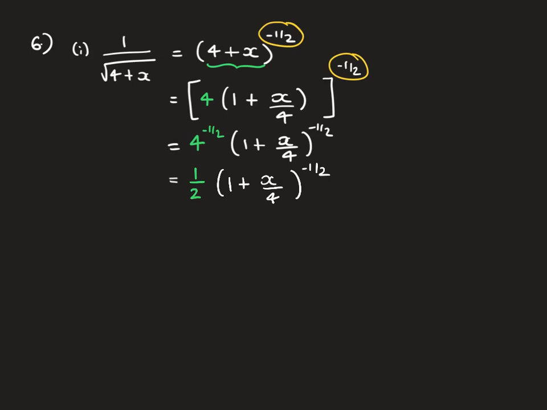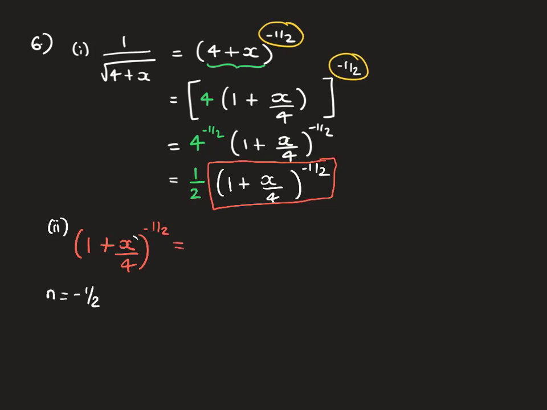negative a half. Now, for part 2, they then ask us to find the binomial expansion, the first 3 terms in the binomial expansion of this. So they're not including the half at the start of this just yet. We're just expanding the part in brackets. So 1 plus x over 4 to the power of negative a half. So n is equal to negative a half. And remember, you're replacing x by x over 4.